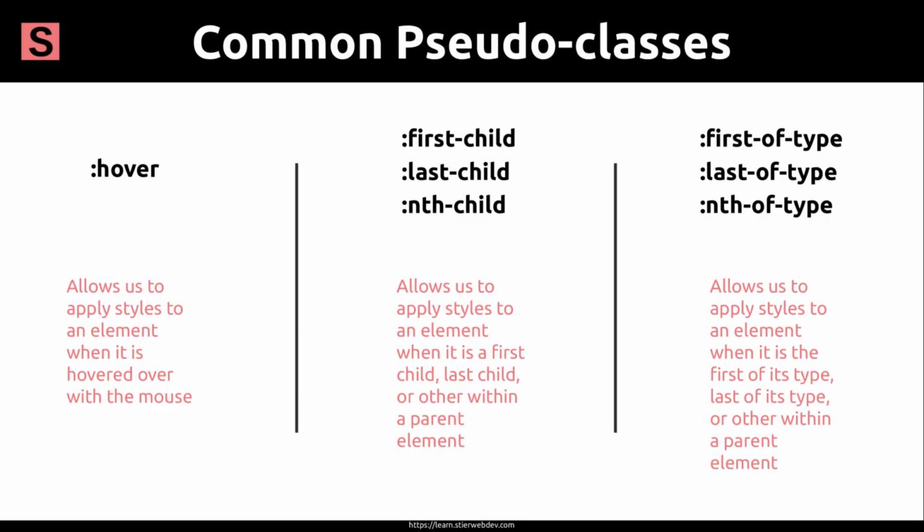Nice job. Next on our list are 3 pseudo-classes that are all very similar to each other. The first child, last child, and nth child pseudo-classes allow us to style elements depending on their position in our HTML tree. Let's try them out in Replit.